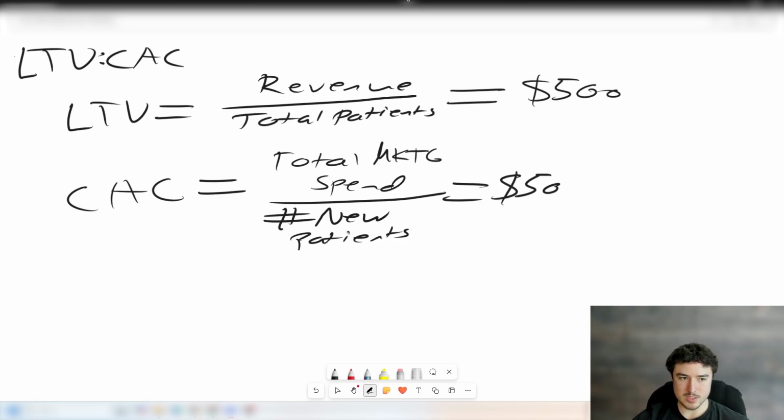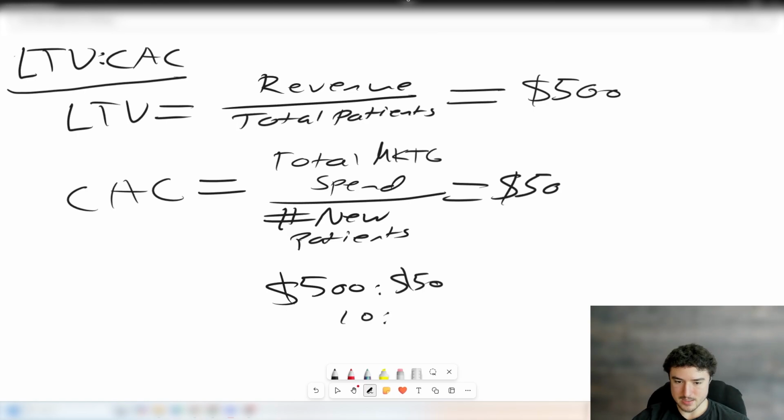And so then we would want LTV to CAC to be at least 3 to 1, or ideally greater. In this case, you can see our LTV to CAC ratio is 500 to 50, which is 10 to 1. And so this gives us an idea of how well our advertising is working, basically. The reason we want 3 to 1 is because that usually allows us enough cash flow to continue to spend money on advertising and basically continue to be profitable and make money. In this case, we have 10 to 1, which is a good indication that our advertising is, one, working, or at least not losing us money overall, and two, is pretty efficient.